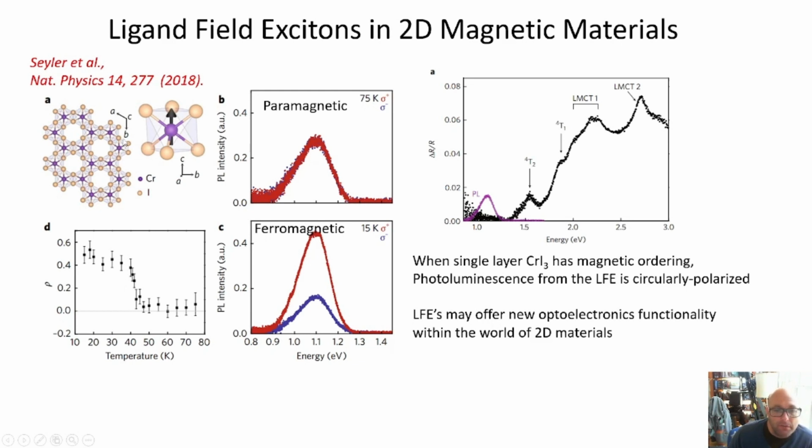And one of the things that they found was that you can actually get circularly polarized photoluminescence from chromium triiodide monolayers when it is in its ferromagnetic state. And so this is a really interesting and beautiful correlation between magnetic ordering and optical properties that's connected to the D to D nature of the ligand field excitons in this material. And so this paper from Seyler et al.